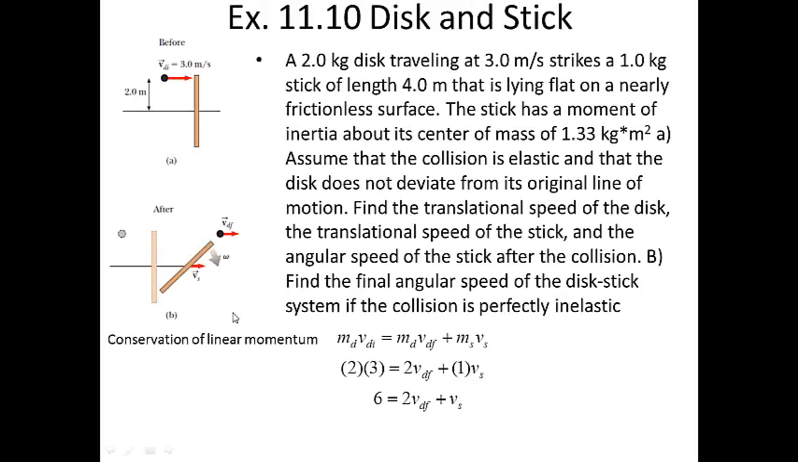Now let's see what happens with angular momentum. The initial angular momentum of the disk is going to be L equals mvr, and r is the distance from the axis of rotation. So when it hits the stick, it's going to be here. So it is 2 meters from the axis of rotation.